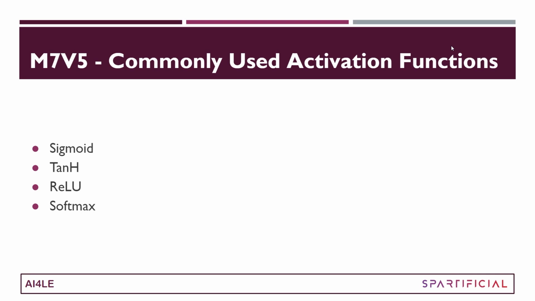And here we are going to talk about the commonly used activation functions in our deep learning models. Starting with sigmoid, then we'll be talking about the hyperbolic tan, that is the tanh activation function, then the ReLU, and lastly about the softmax.